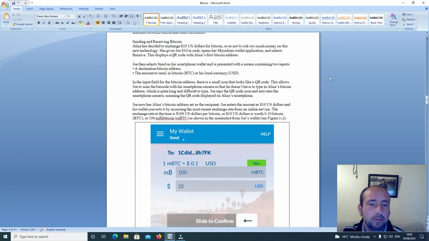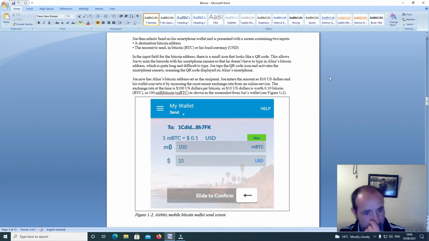In the input field for the Bitcoin address, there is a small icon that looks like a QR code. This allows Joe to scan the barcode with his smartphone camera so that he doesn't have to type in Alice's Bitcoin address, which is quite long and difficult to type. Joe taps the QR code icon and activates the smartphone camera, scanning the QR code displayed on Alice's smartphone. Joe now has Alice's Bitcoin address set as the recipient.